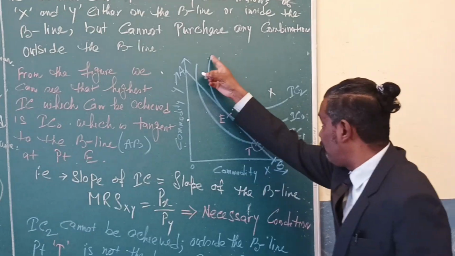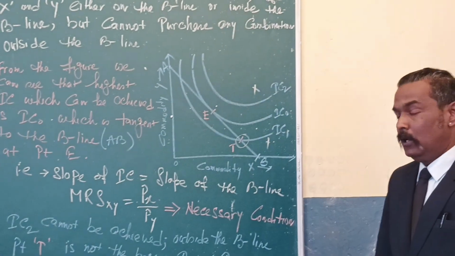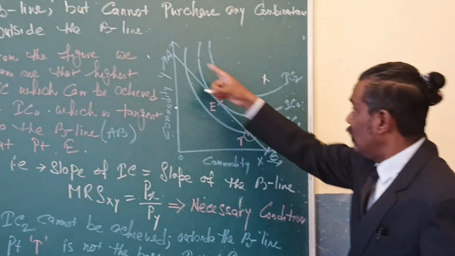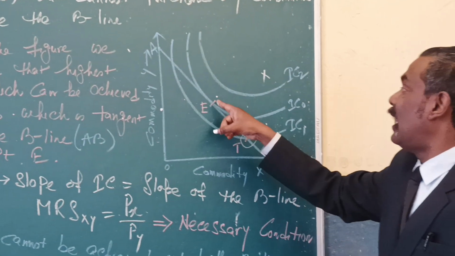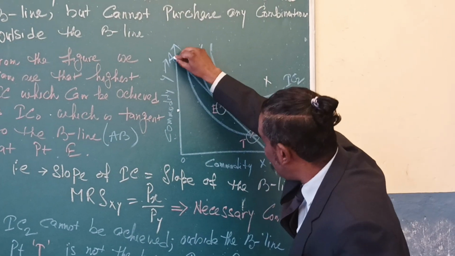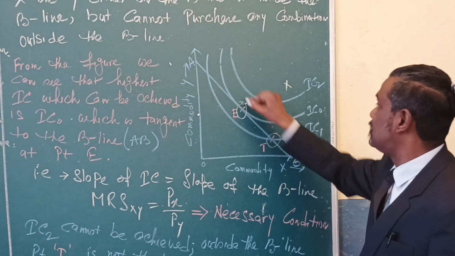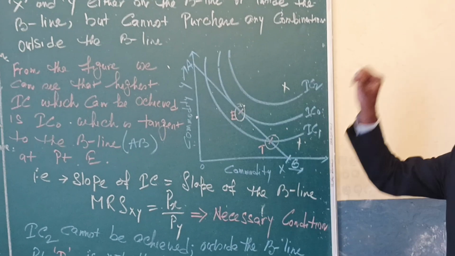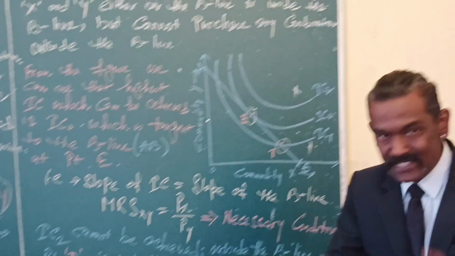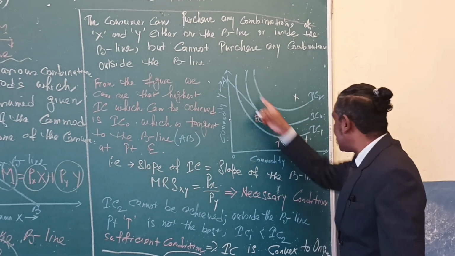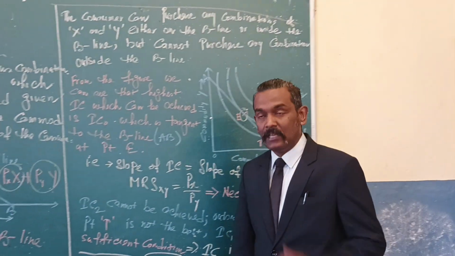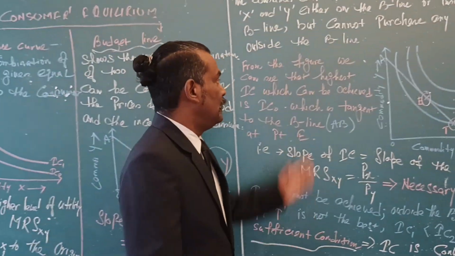What about the indifference curve IC0? We can see that the indifference curve IC0 is touching the budget line at the point E. Or in other words, we can say that the budget line AB is tangent to the indifference curve IC0 at the point E. Yes, my dear students, this is the maximum level of utility which the consumer can get given the budget line AB.